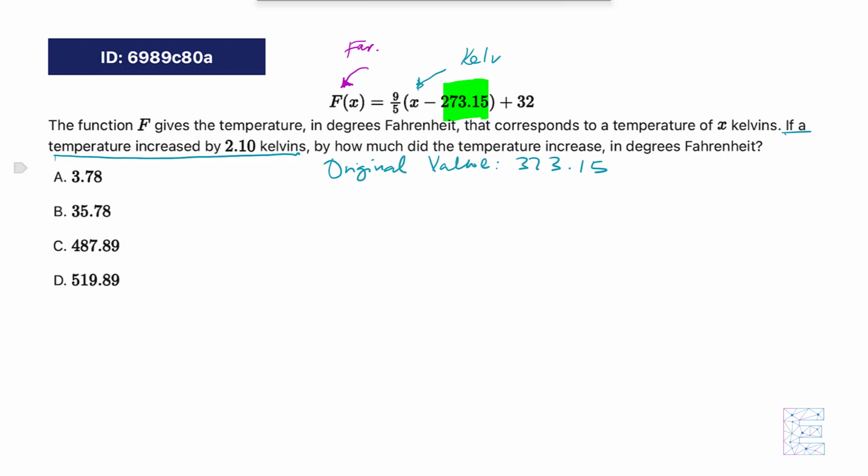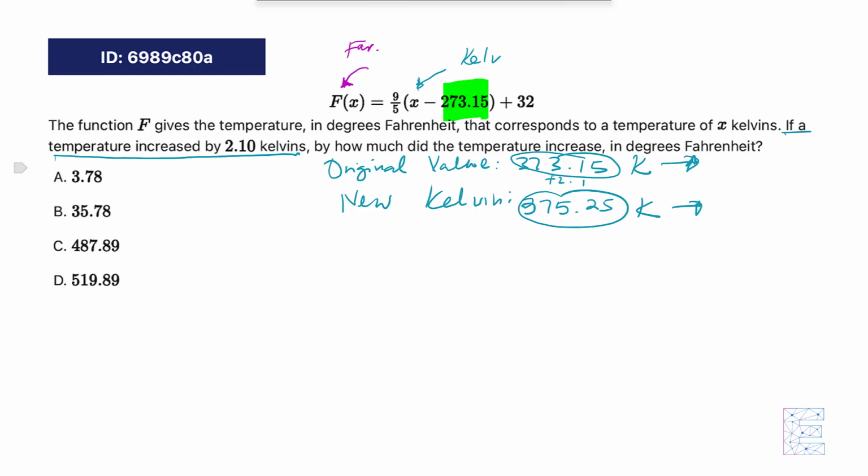Okay, now the new one, we're going to be adding 2.1 to it. So the new Kelvin will be 375.25 Kelvin. So using these as our x values, and remember these are kelvins, we're going to plug each one in, and once we do, we'll have the Fahrenheit value of each. And then we'll find the difference between those two. I think that's the best approach for this question.